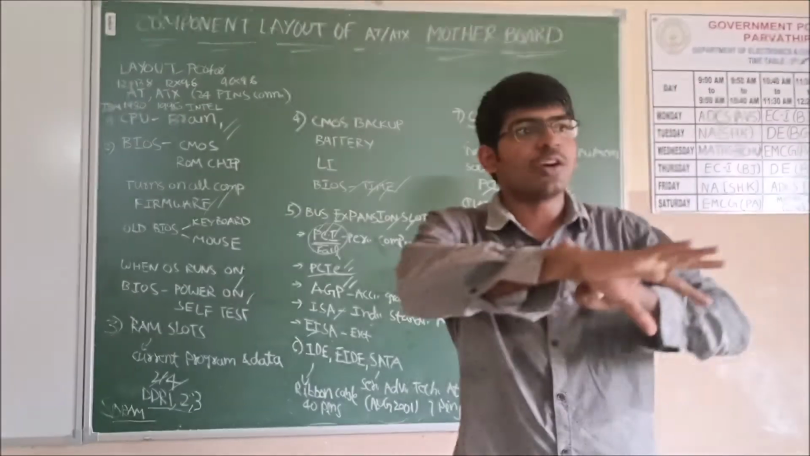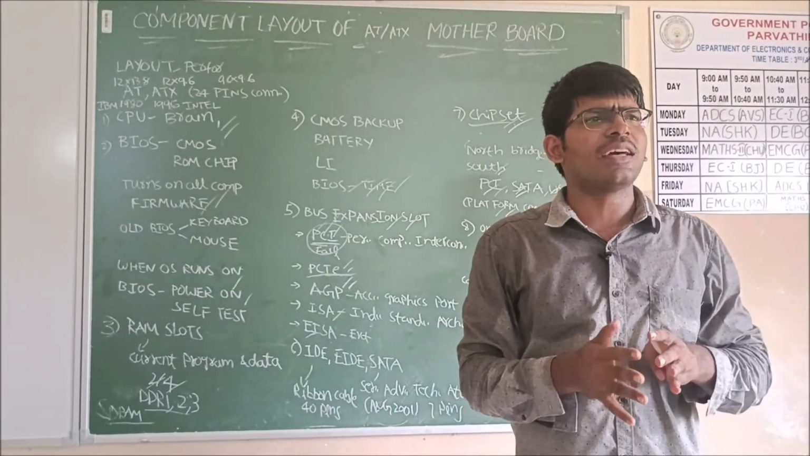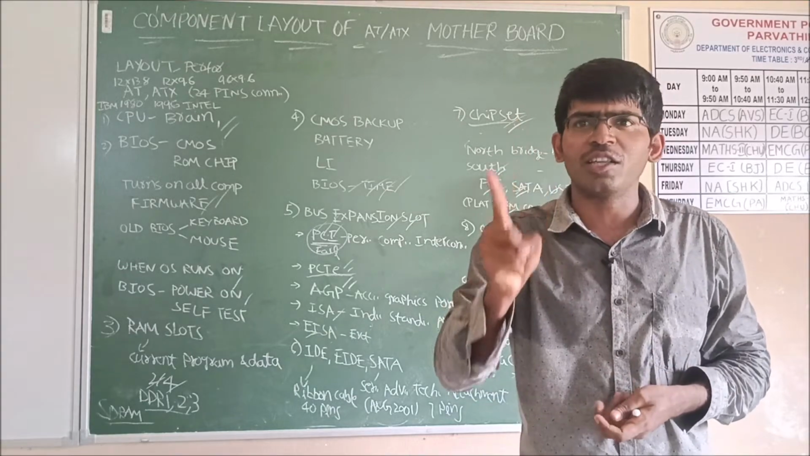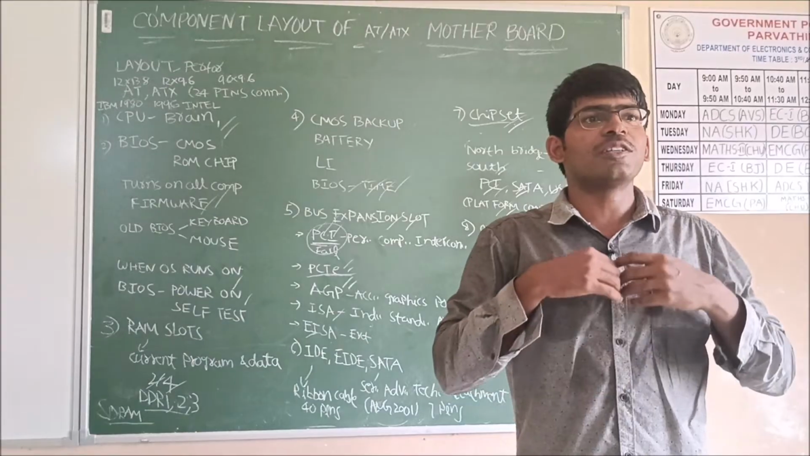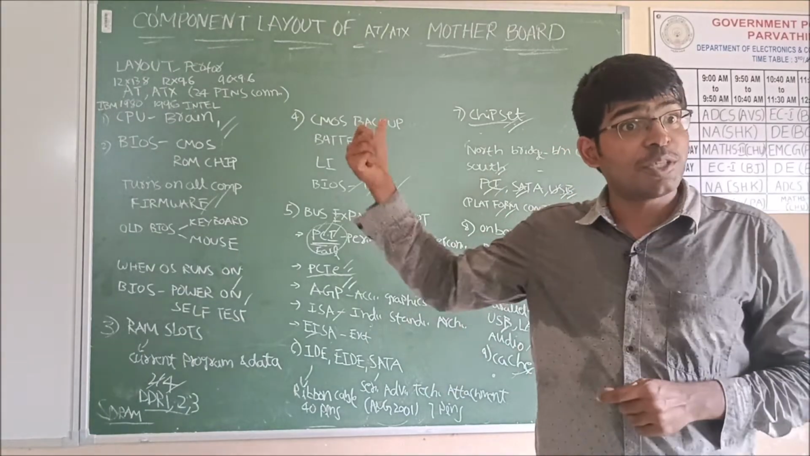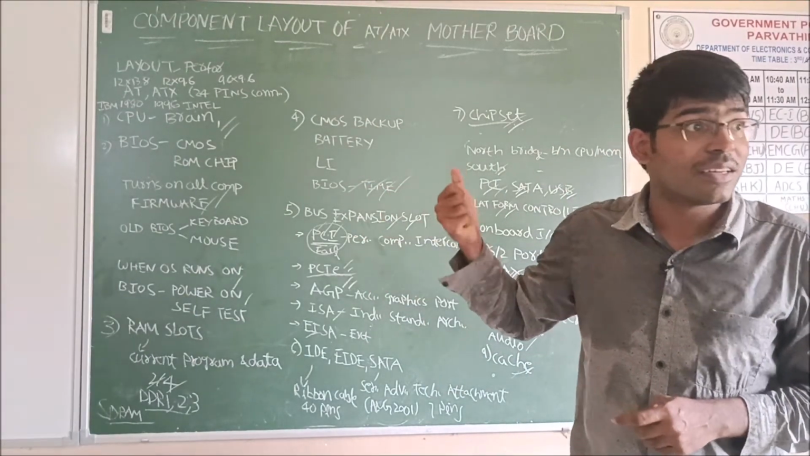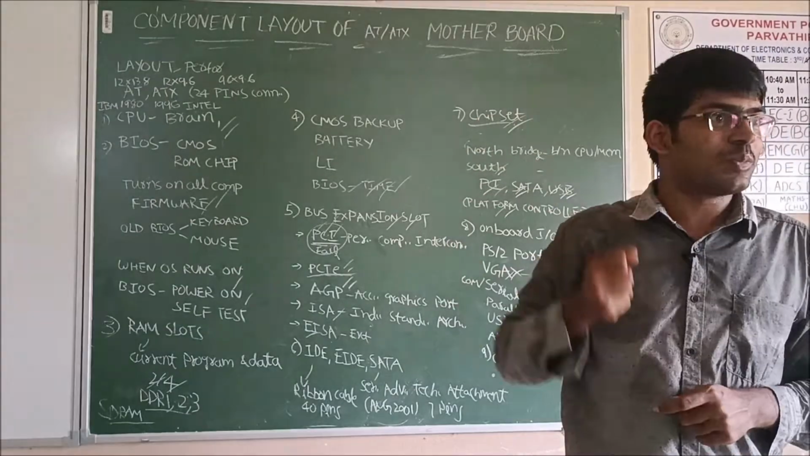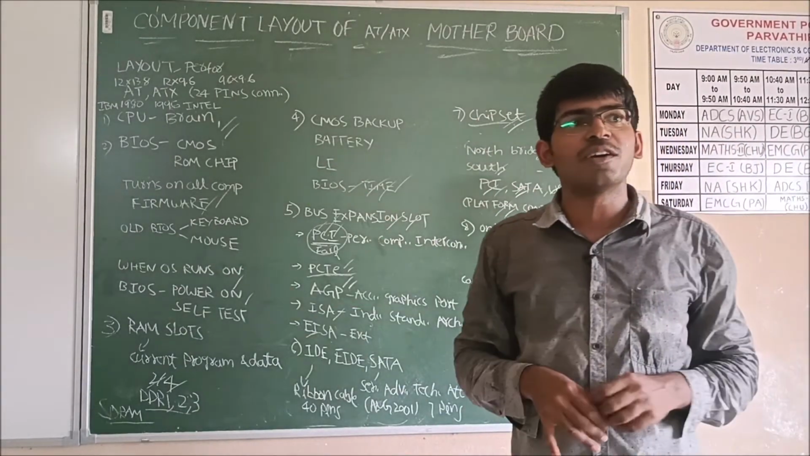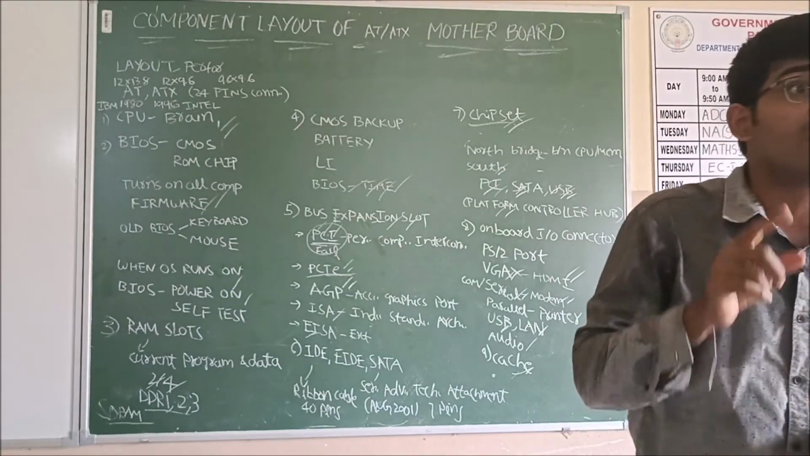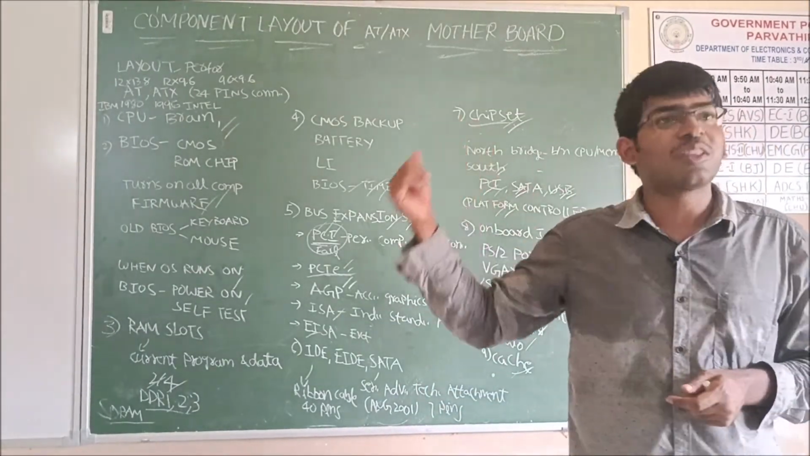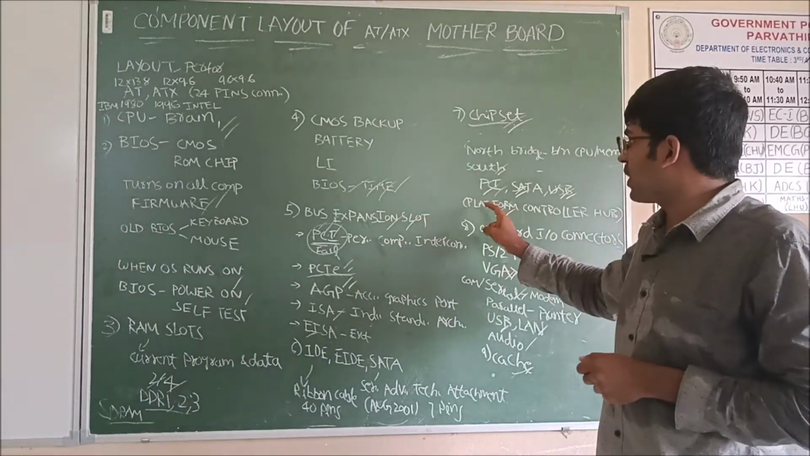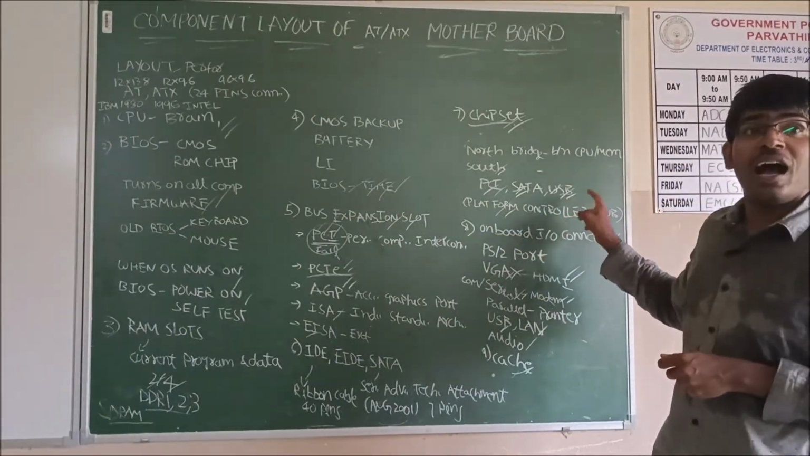Chipset. The CPU wants to communicate with the remaining components. So mainly there are two chipsets. One is north bridge, second one is south bridge. Whenever the CPU wants to communicate with the memory, which chipset will take care? North bridge. Whenever it wants to communicate with the I/O devices, which chipset will take care? In a modern day computer, which chipset is not there? North bridge. The south bridge chipset we are calling the platform controller hub.